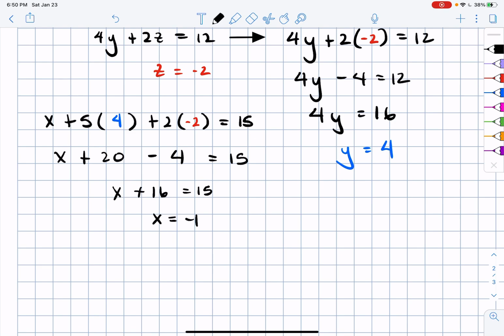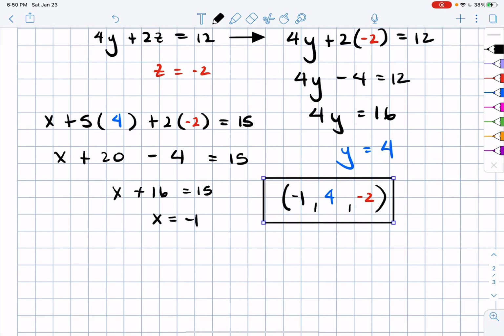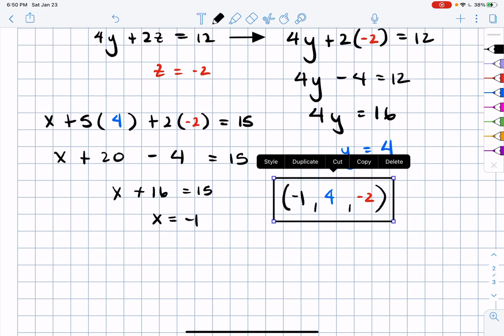Now, here is the thing. When you write this point, it's going to be x comma y comma z. So remember, it's always in that order. The x is negative 1, the y is 4, and the z is negative 2. So it has to be in that order as you write these. Okay, and there it is.